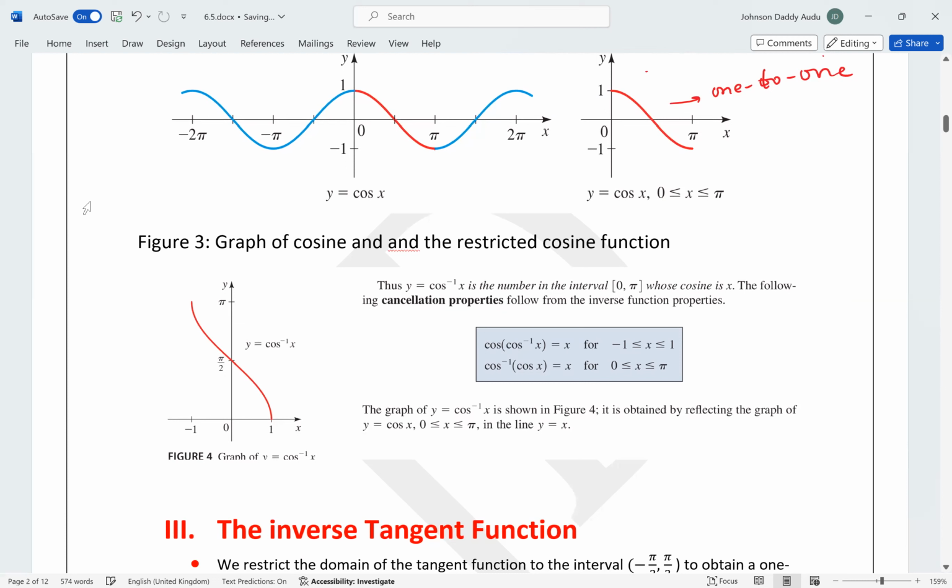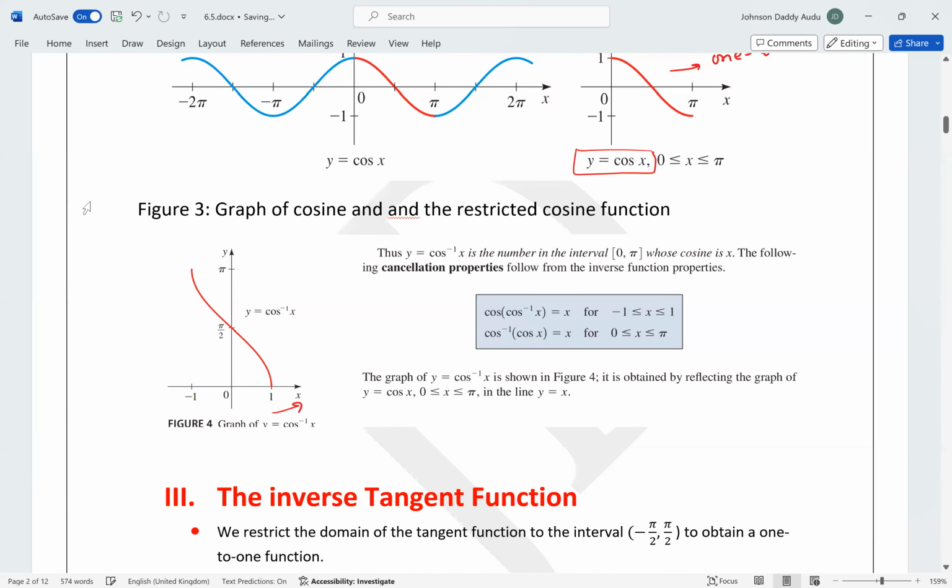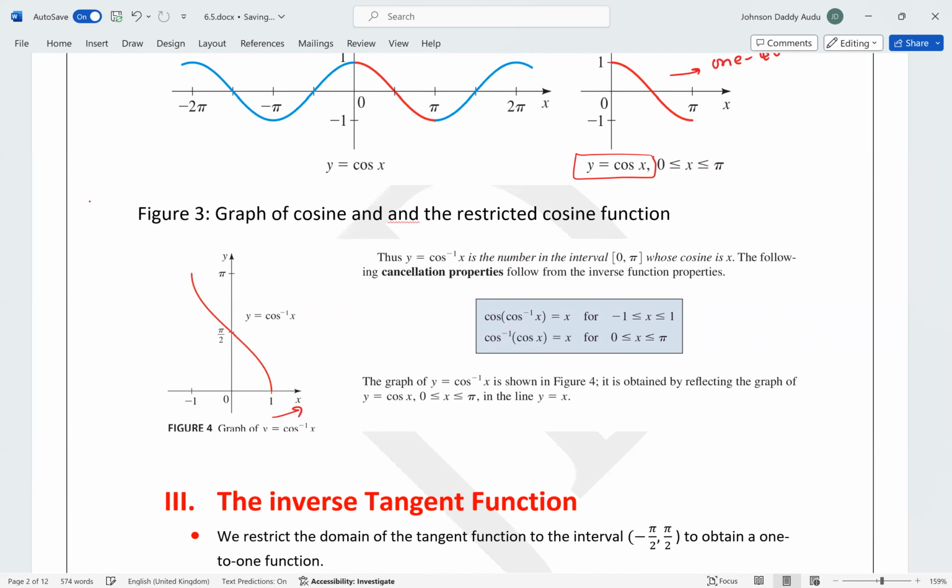This is the inverse graph, which is the same thing I explained earlier. You just reflect this graph across the line y equals x. It will give us this one here. So this is the graph of cosine inverse. But something to note is that if you look at this graph, it is not symmetric to the y-axis, and it is not symmetric to the origin, right?